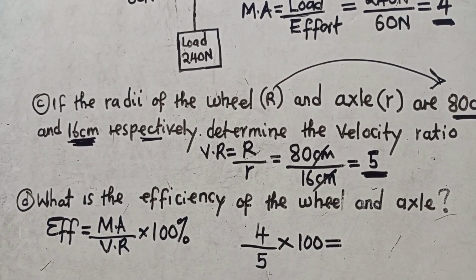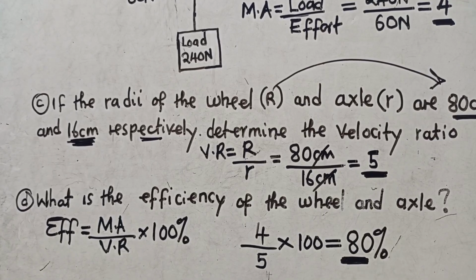So you can say 4 divided by 5 is 0.8. You multiply 0.8 by 100. What answer are you getting? You are getting 80%. So 80% is your answer. This is what you need to do. These are some of the things you need to get and understand.